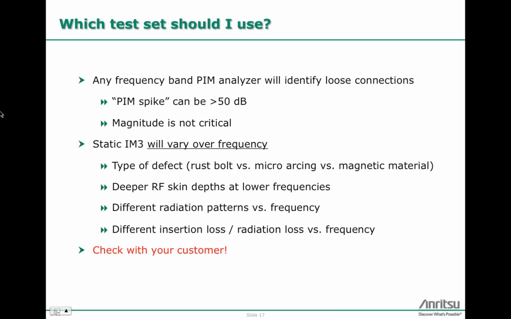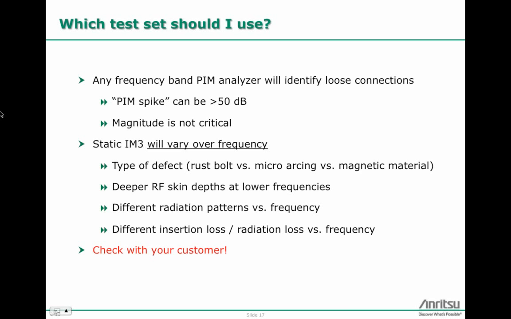So the magnitude of the spike is really not what's critical. The fact that it is spiking when I'm stressing it, that's the problem. And you'll find that just about any PIM test set is capable of performing that test. So it doesn't matter if I'm doing the dynamic testing at 700 megahertz or at 1900 megahertz. Either one of those is going to be successful for finding loose connections.